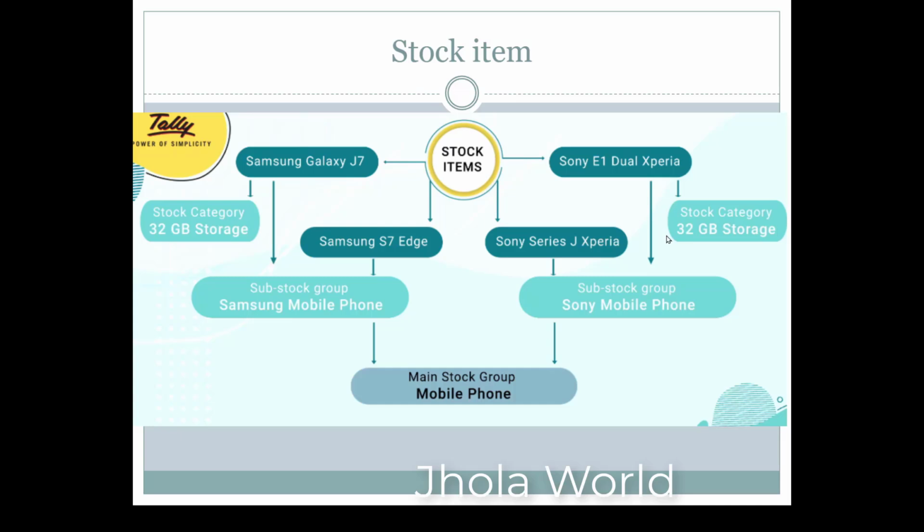Then under Samsung we have to create Samsung S7 Edge and Samsung Galaxy J7, and the stock category for both items is 32 GB storage. Whereas for Sony we have to create Sony E1 Dual Xperia and Sony Series J Xperia. Again the category is 32 GB. There can be more categories for the same item, for 64 and 128 GB also. So let us do that, but let me see what else it says.